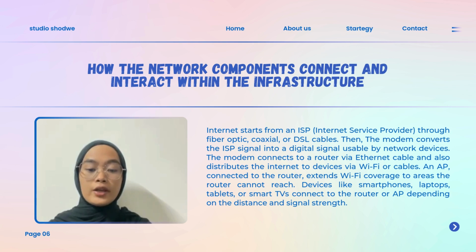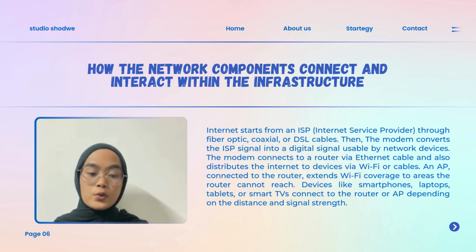To extend the Wi-Fi coverage to areas that cannot be reached, an access point can be used to connect to the router via an Ethernet cable. The access point uses radio frequencies to provide broader Wi-Fi coverage. Finally, devices such as smartphones, laptops, tablets, or smart TVs connect to either the router or the access point depending on the distance and the signal strength, allowing them to access the internet efficiently.